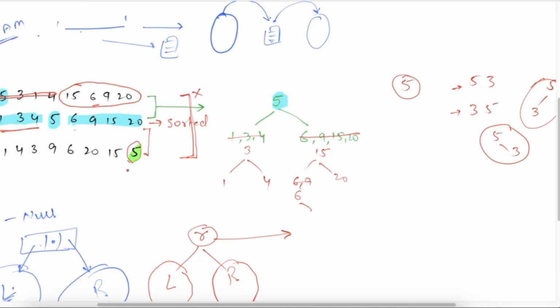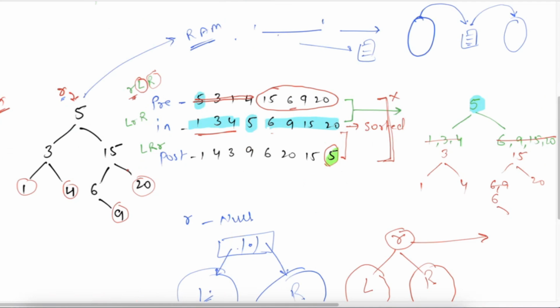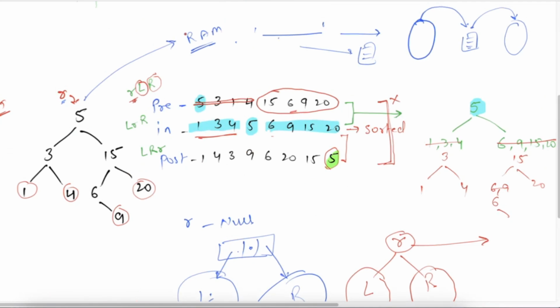You need the in-order traversal. If you are given pre-order and post-order, you cannot build the binary tree. This is fine, right? Any question?